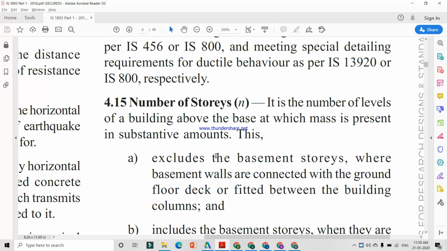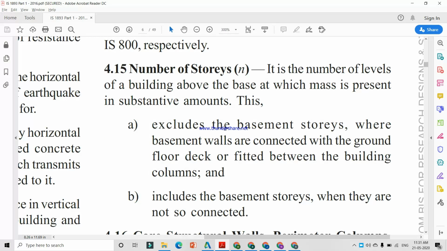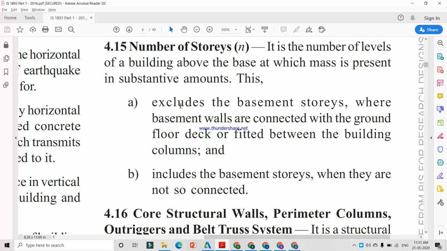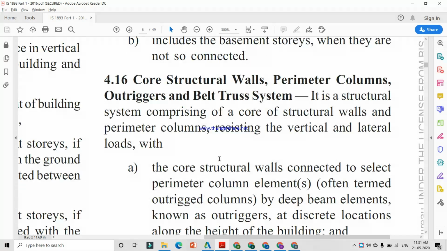The next is the number of stories. Number of stories means the number of levels of a building above the base at which mass is present in sustainable amount. That means the number of floors you provided in a building, excluding the basement story where the basement walls are connected with the ground floor deck. We already discussed these two points.